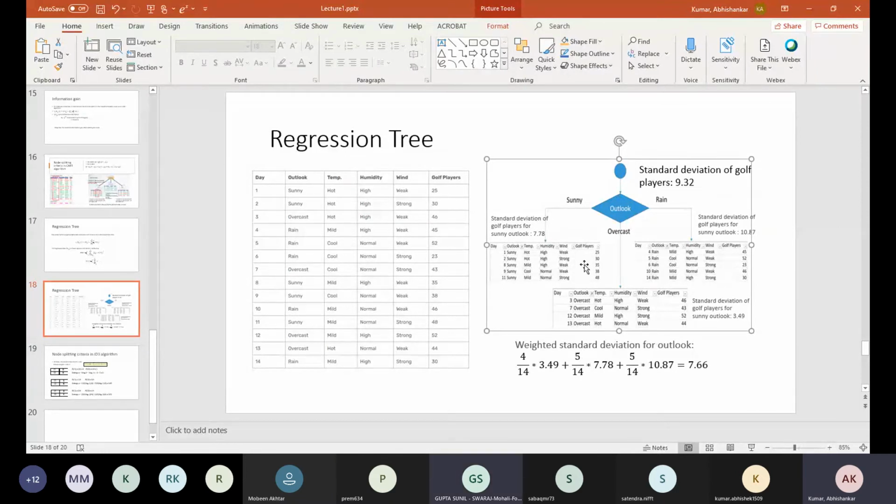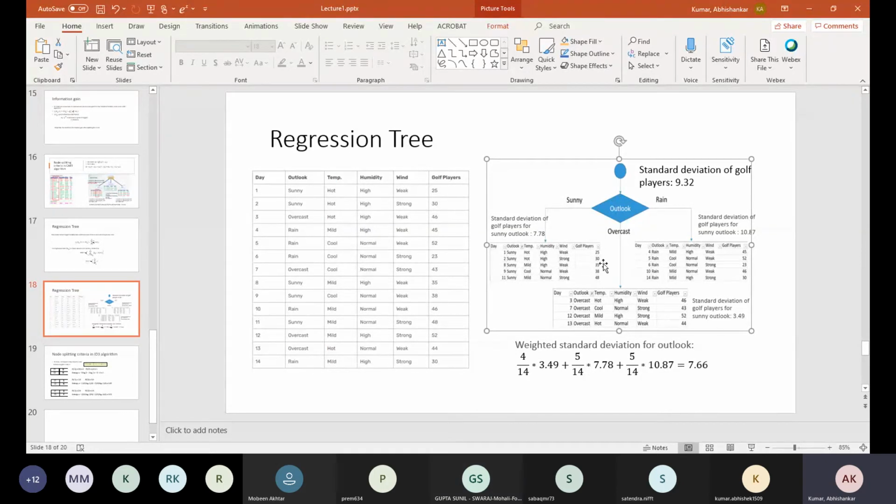Sir, I have one doubt. Here do we calculate the standard deviation of a sample or the whole population? Whichever data you have at every node. For the parent, the root node, you have all the data present, so you have to get the standard deviation of all data. But in the child nodes, you have split data based on sunny, rain and outlook.